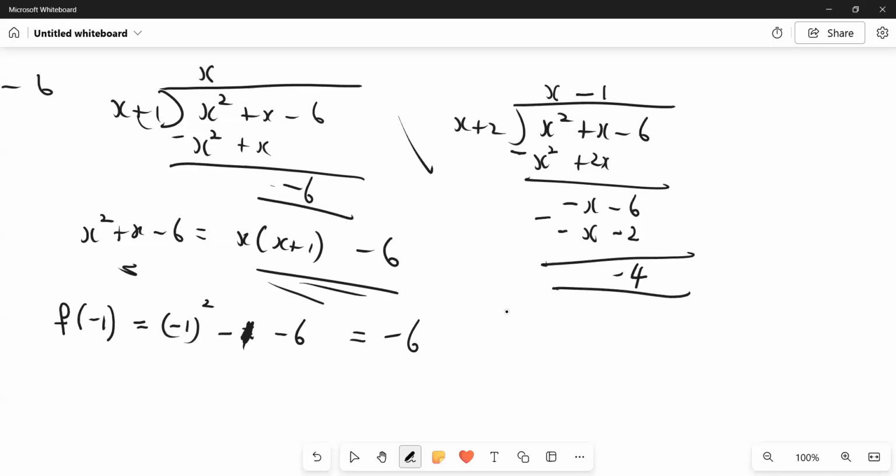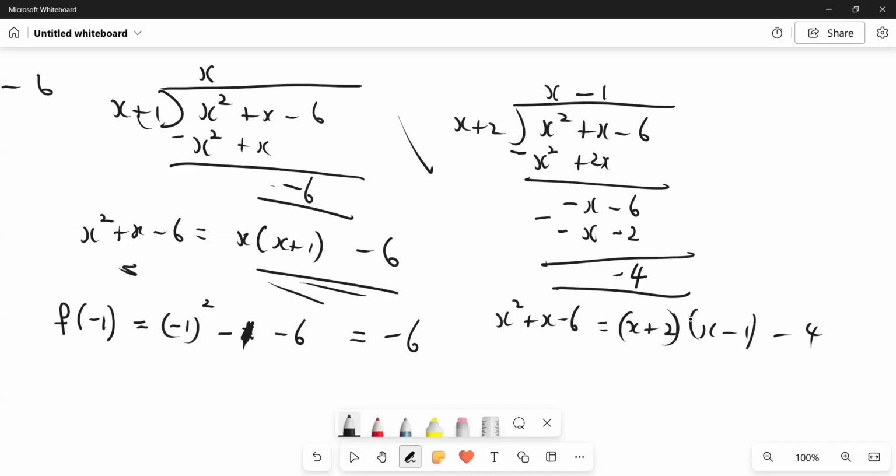So what we're seeing here is that when we divide x squared plus x minus 6 by x plus 2, we're getting x minus 1, minus 4, right? And indeed, if we were to expand this out and subtract 4 from it, we'll get back this. So what we see also here, when we divide this by x plus 2, we get a remainder of minus 4. Let's try this. f of minus 2, right?